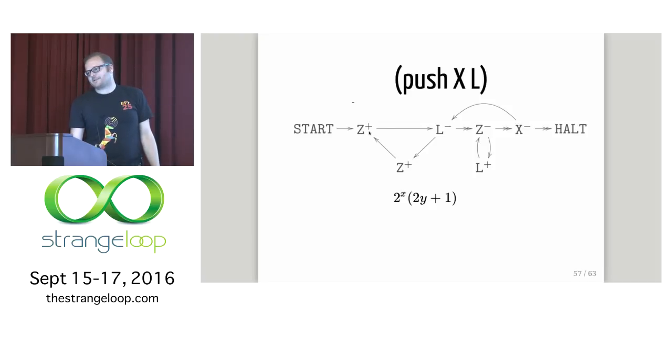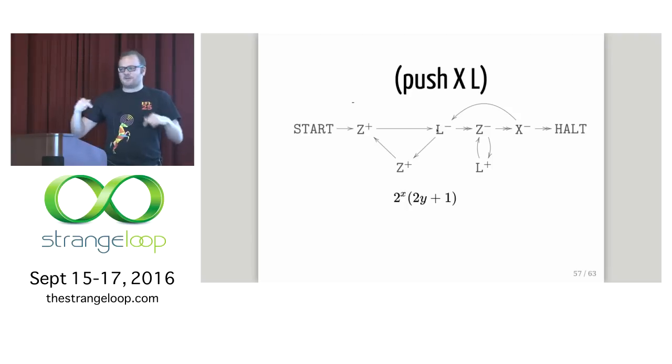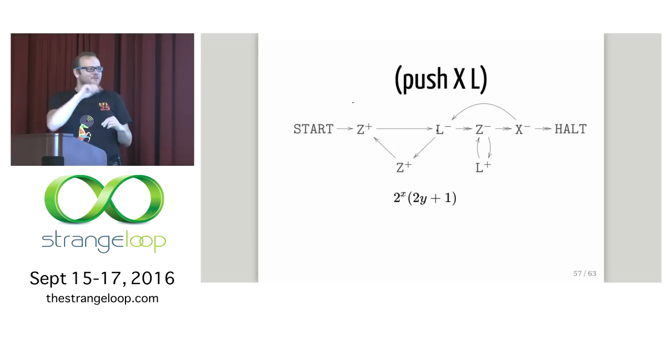We copy it into Z twice for everything in L, but L is now 2y plus 1, and we do it as many times as there are things in X, so that's our exponentiation, that's times it by 2 as many times as there are in X. I think I said that correctly.